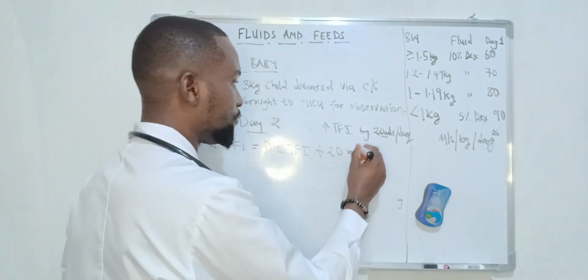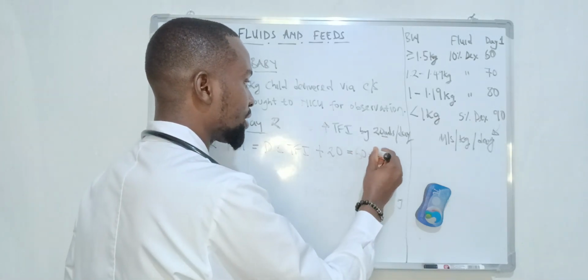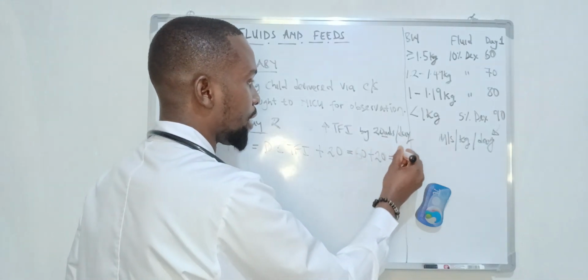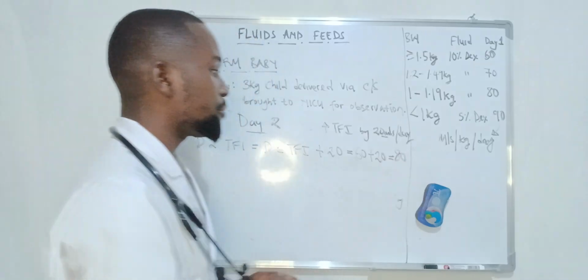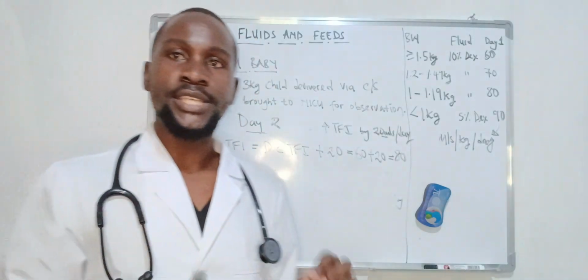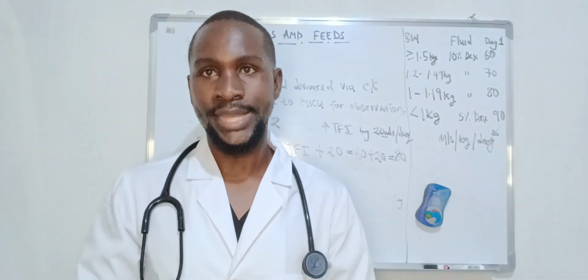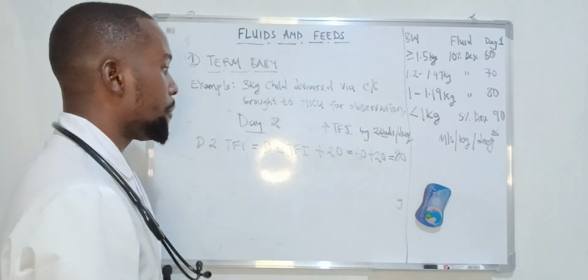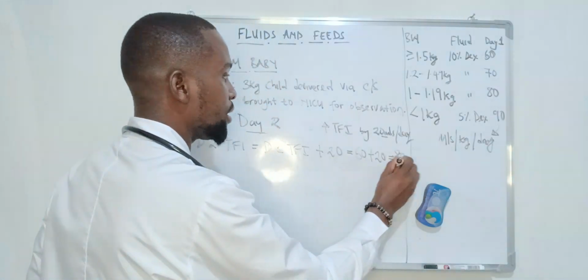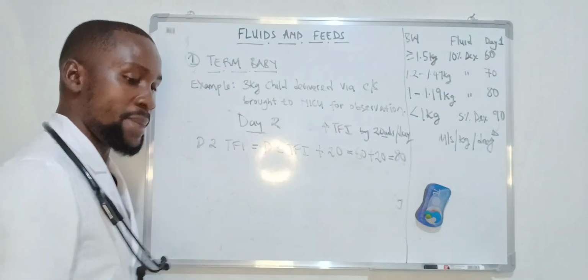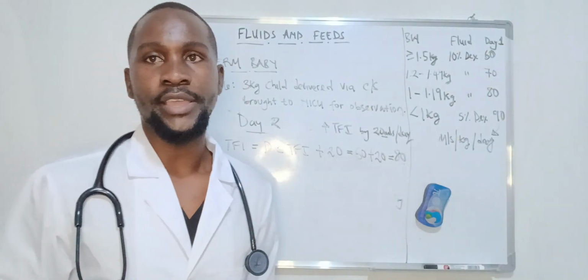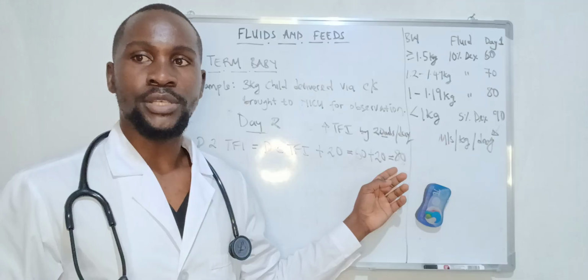So meaning we're going to have 60 plus 20, and this is going to be 80, which means that on day 2, the TFI for this child is supposed to be 80 mils per kg per day. Okay? Meaning the child is supposed to receive 80 mils per kg per day of TFI. That is what the child is supposed to receive.